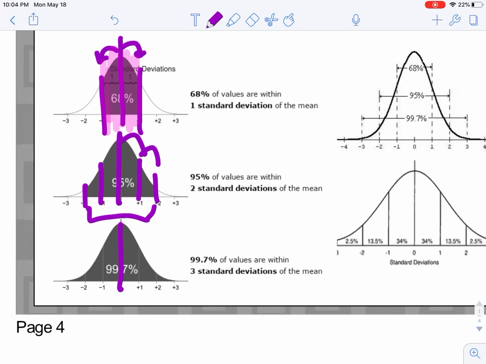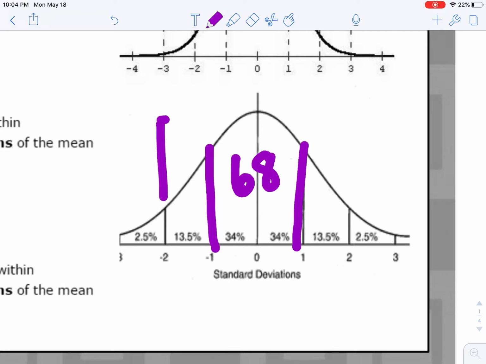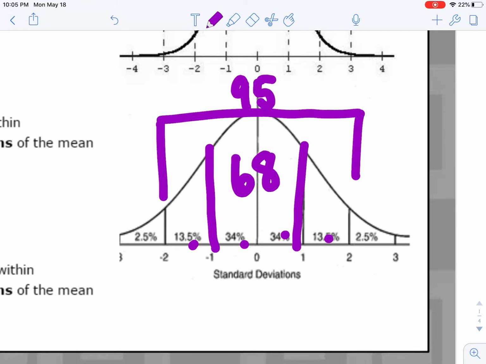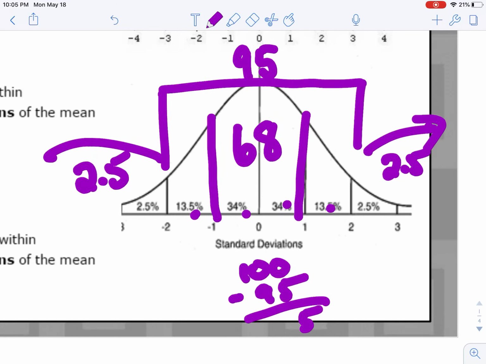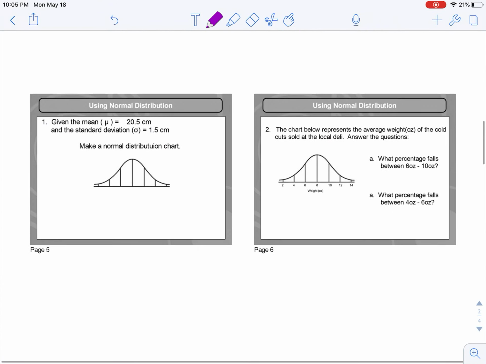If you look at this one here, 34 plus 34 is 68. Now, 13.5 plus 34 plus 34 plus 13.5 is 95. Now, 100% of the people fit underneath here, so what's left? 100 minus 95 is 5. But that means 2.5 this way and 2.5 this way. So that's how you read this.